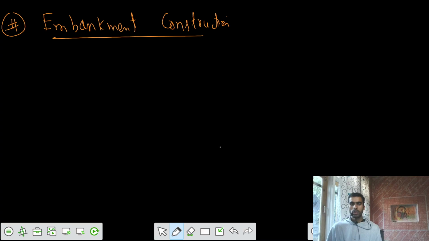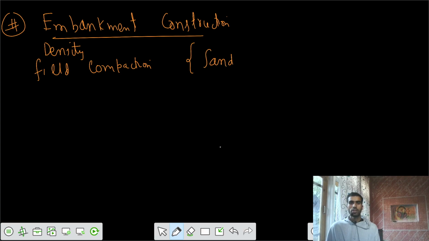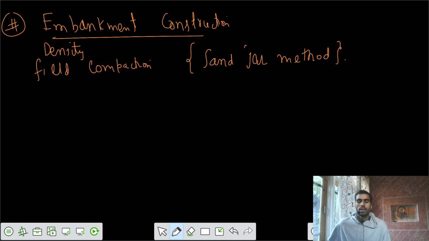And I want to have that, what you call as, I want to attain the density. That density is attained by field compaction. So the density of that soil is attained by field compaction test, and that is actually calculated by the sand jar method. So your density calculation is based on the sand jar method. That is a field method for calculation of density. Let's say that the soil density is calculated by the sand jar method.